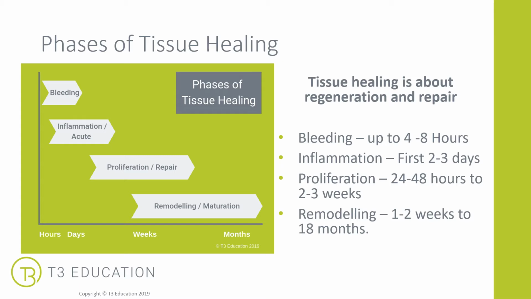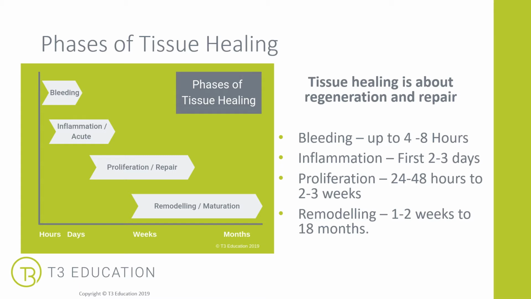But let's have a quick look at the time frames. So the first one is the bleeding phase, the very initial stage after injury, and that lasts for 4 to 8 hours depending on the client and the injury. The next phase we have is the inflammation phase, which happens around the first 2 to 3 days and can continue up to several weeks after injury. Next is the proliferation stage, which will begin around 24 to 48 hours, right up to 2 to 3 weeks after the injury. And the final stage is the remodeling stage, and this happens around 1 to 2 weeks post-injury and can continue up to 18 months after the initial injury.